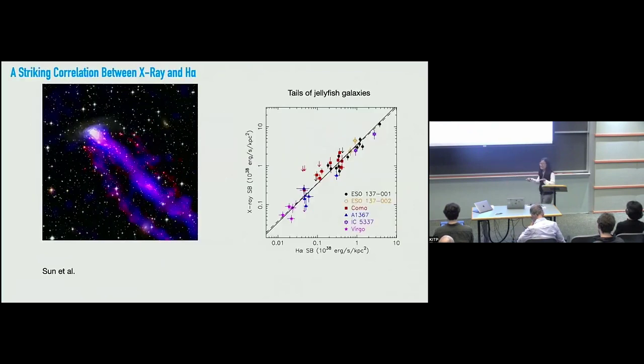So we have beautiful jellyfish galaxies shining in multiple wavelengths. A recent study led by Professor Sun's group found a very beautiful correlation between H alpha surface brightness and X-ray surface brightness. They studied 18 jellyfish galaxies and showed a very tight correlation between those two surface brightnesses. They found that this slope is different from the slope when they study the disk. For the same H alpha, the tails have more X-ray emission. And what is happening here?